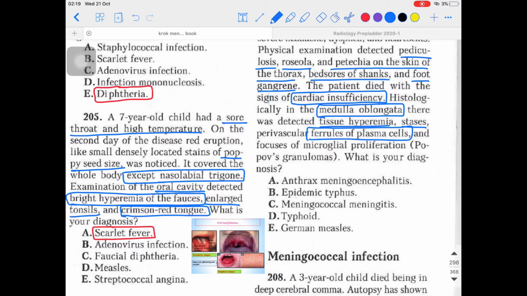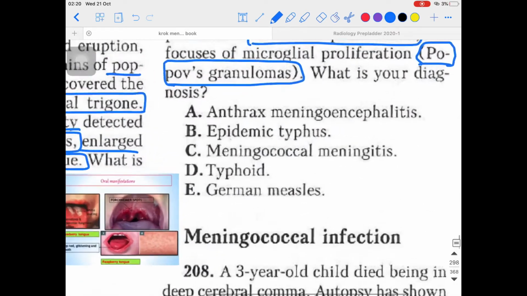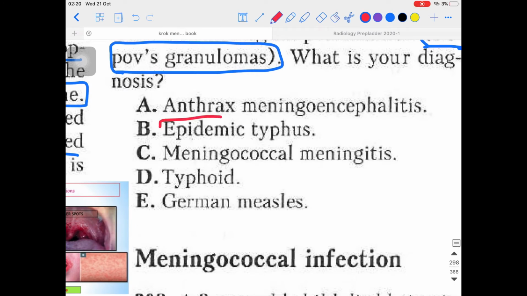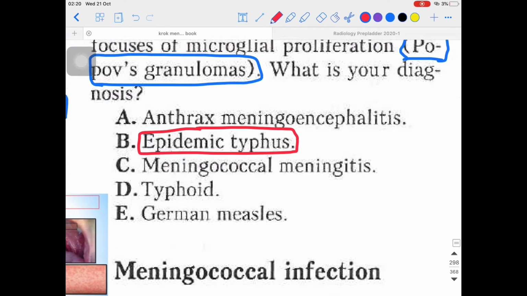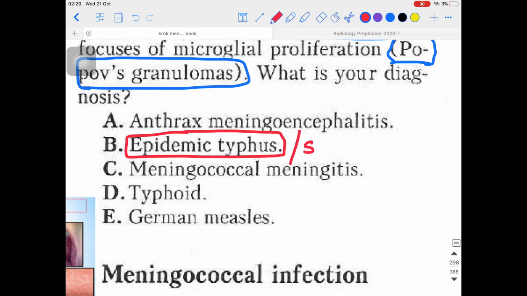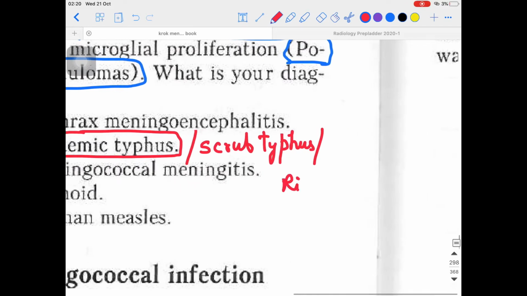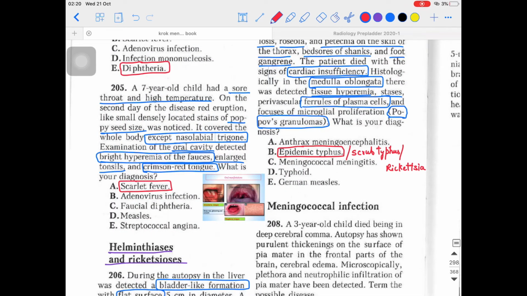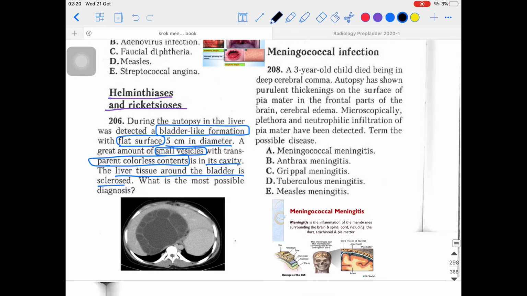Okay, and they're mentioning microglial proliferation, that is Popov's granuloma. Popov's granuloma, you must have studied that. Popov's granuloma is a finding of rickettsia, the epidemic typhus, or scrub typhus, many kinds of names. Okay, from the microbiology link, it is called epidemic typhus. So the answer is very clear over here. They're talking about Popov's granuloma. They will be finding it over here. That is epidemic typhus or scrub typhus, or if that is not given in the options, then you can go with rickettsia or rickettsiosis.